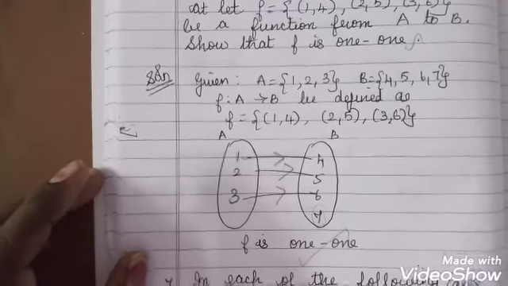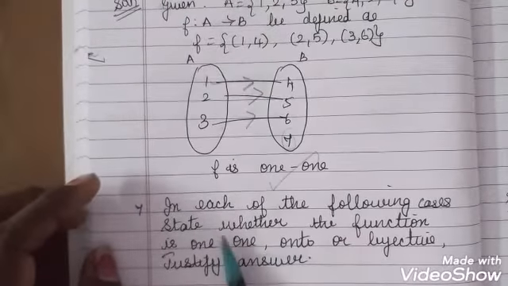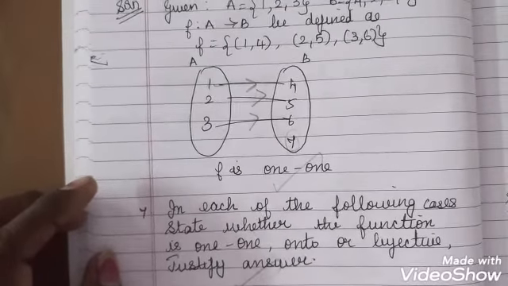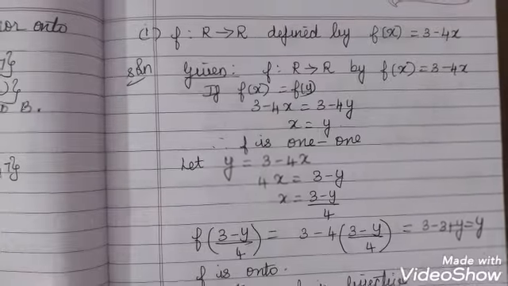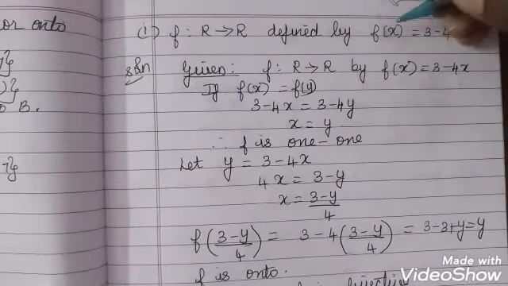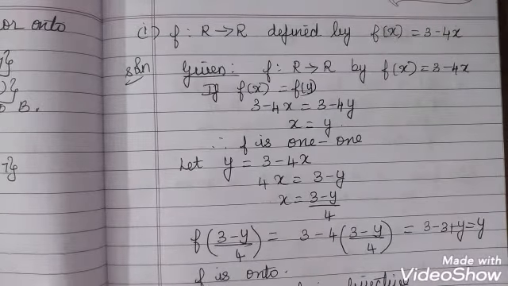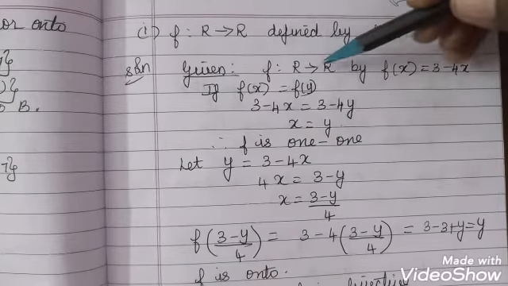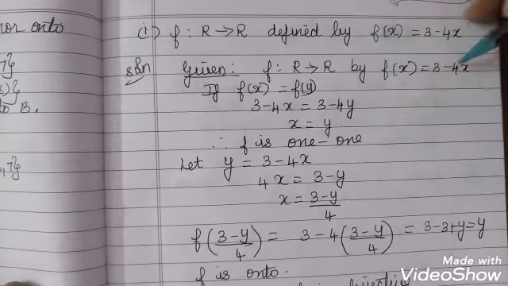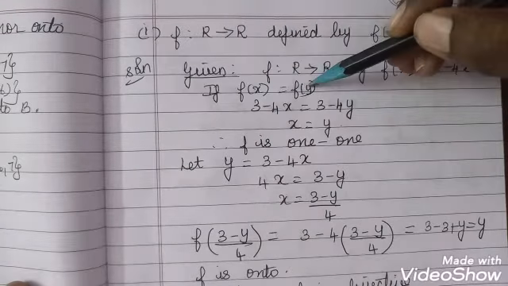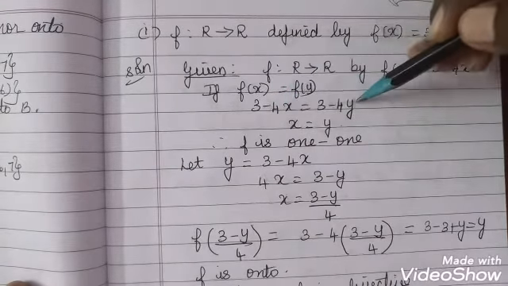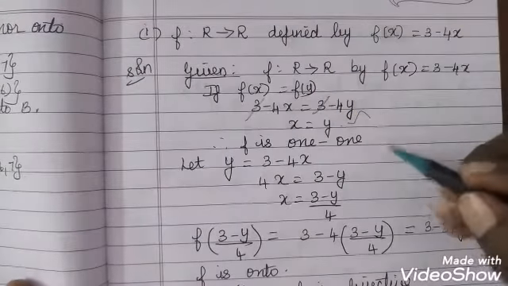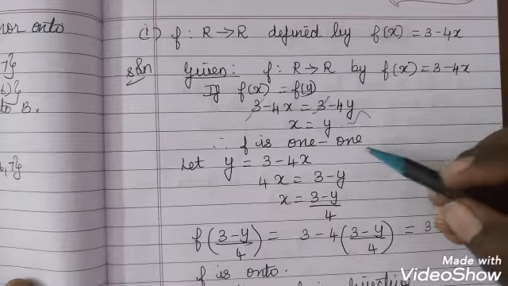Got it? Now here your seventh question: in each of the following cases state whether the function is 1 to 1, onto or bijective. Justify your answer. So here f from R to R is defined by f of x is equal to 3 minus 4x. It's a polynomial here. First we'll show whether it is 1 to 1 or not. If f of x is equal to f of y, you get 3 minus 4x is equal to 3 minus 4y. Your 3 and 3 get cancelled. So you will get x equal to y, and therefore you say that f is 1 to 1. Got it?